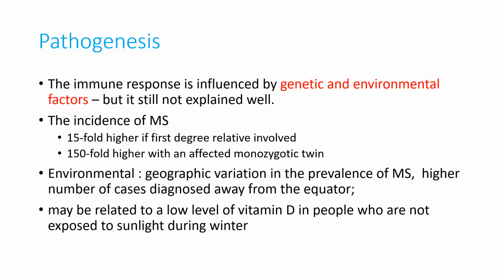There is a geographic variation in the prevalence of MS, whereby there is a higher number of cases diagnosed away from the equator. This has been proposed to be related to a low level of vitamin D in people who are not exposed to sunlight during the winter.